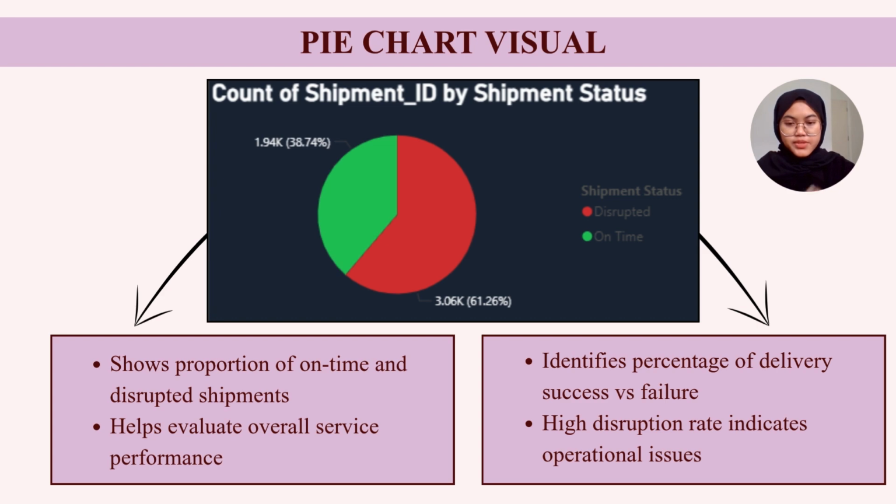My name is Nur Afadana binti Muhammad Kamal, and I will be presenting about the pie chart visual for this dashboard design. This pie chart shows the shipment status distribution in the logistic operation. The chart compares on-time shipments and disrupted shipments based on the shipment ID count. From the visual, we can clearly see that on-time shipments represent the larger percentage compared to disrupted shipments. This visual helps management monitor delivery performance and identify the level of operational disruptions in the supply chain. It also supports performance evaluation and service improvement planning.